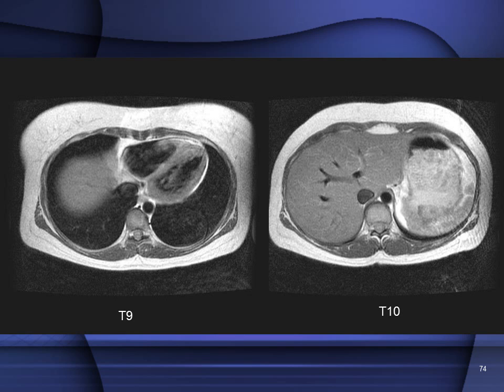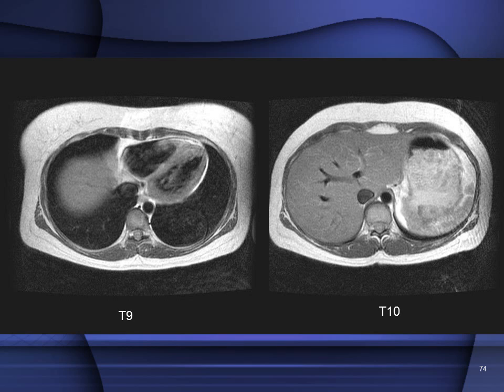Here are images with somewhat better resolution at vertebral level T9 and T10. At T9, we're still just above the diaphragm, so we can see part of the right lung field and the left lung field. This is the heart, this is the right ventricle, and the left ventricle. You can see the thick left ventricular wall. Thoracic vertebrae, thoracic or descending aorta. At level T10, the vertebral body gets a little bit wider.